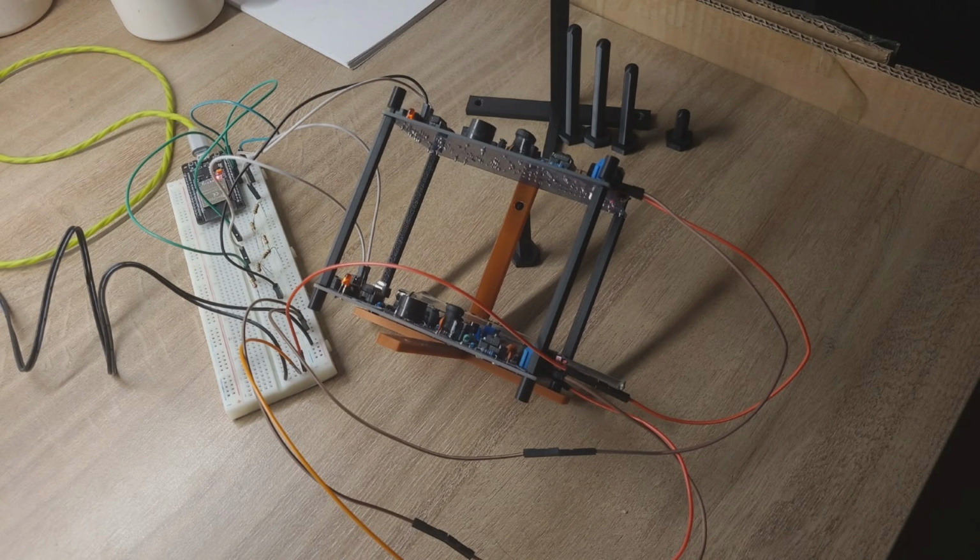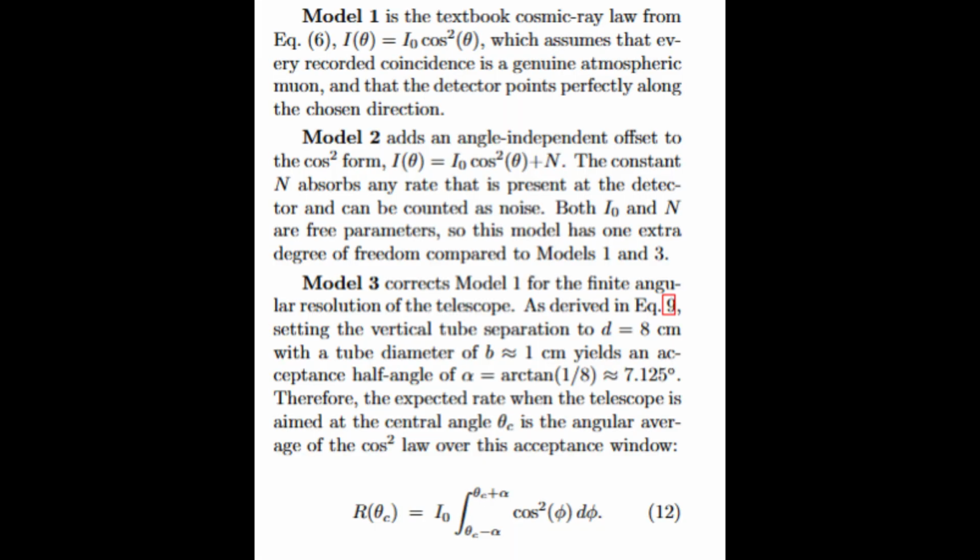Later, we used a curve fitting model for proving the zenith angle distribution formula that we have talked about. We used and compared 3 curve fitting models for this final phase. Model 1 is the textbook cosmic ray law with no additional math behind it. The second model adds an angle independent offset to the textbook model. So along with I0, it also has n as a free parameter, which gives it 1 extra degree of freedom compared to models 1 and 3.